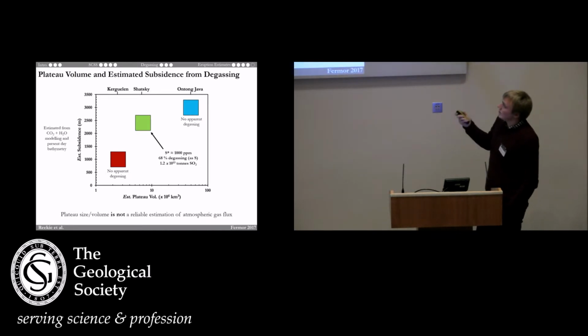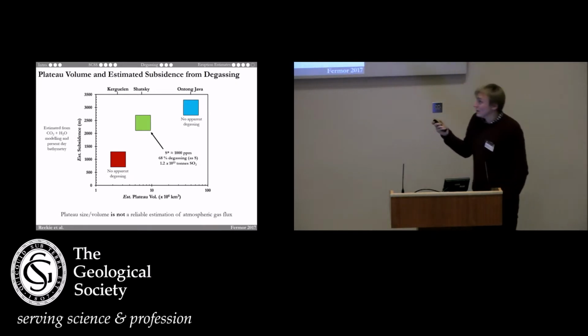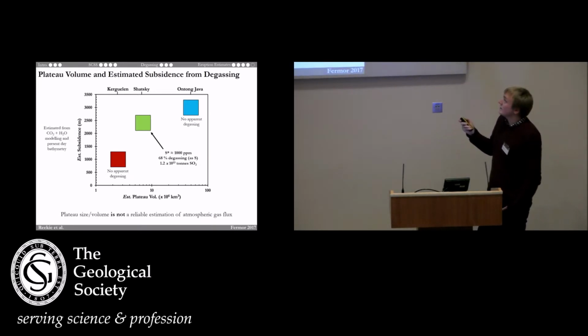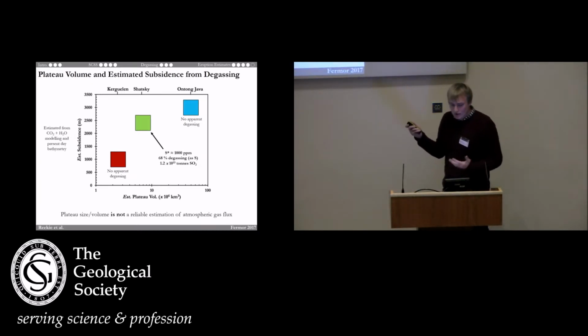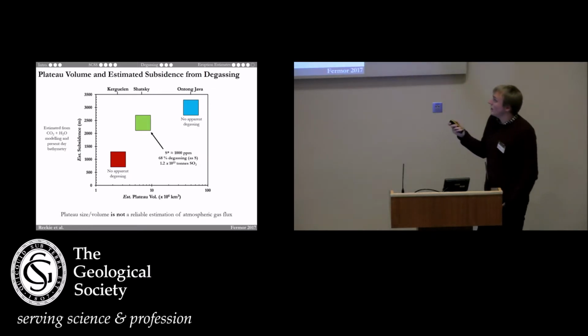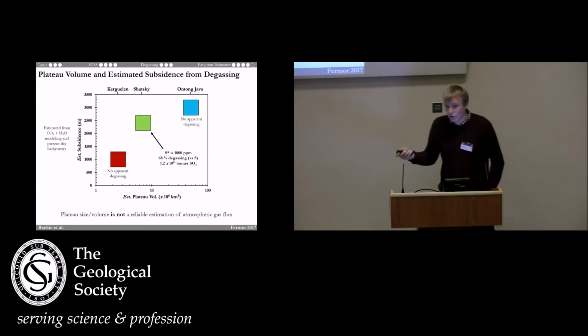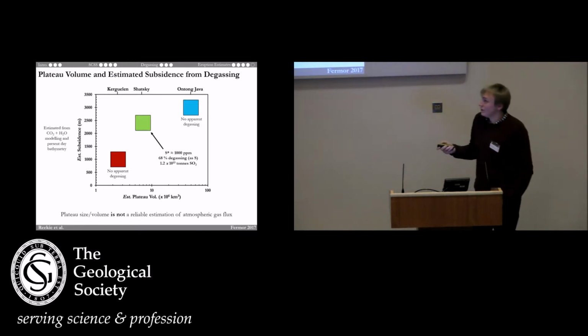But what you can see, and what you'd kind of expect, is that the biggest plateaus, the Ongtong Java, so this is estimated volume along the bottom, have subsided the most. But what's important here is that there is no apparent degassing from our data, certainly in the Ongtong or the Kerguelen, but we do see it in the Shatsky, so the Tamu Massif, the purple diamonds that we looked at, and we have this amount of sulfur dioxide coming off. But this just goes to show that plateau size or volume is not really a reliable indicator of how much sulfur, as sulfur dioxide or another species, was released as a volatile during eruption.